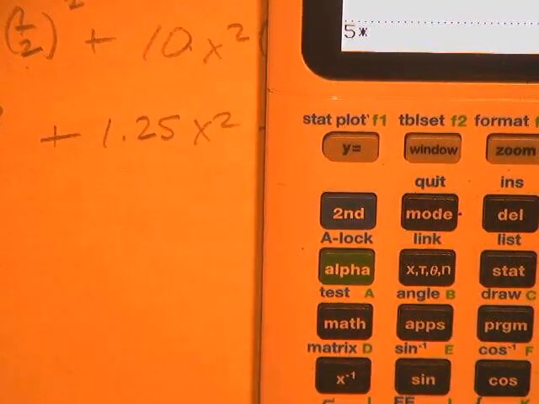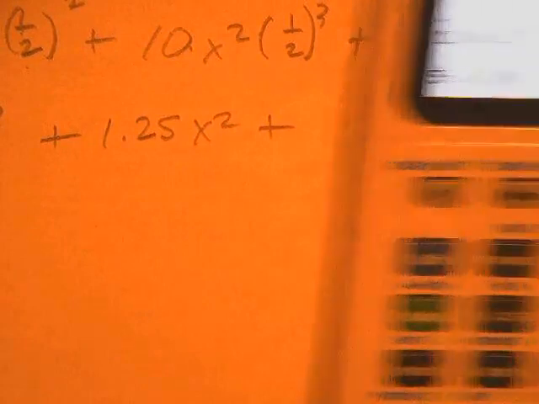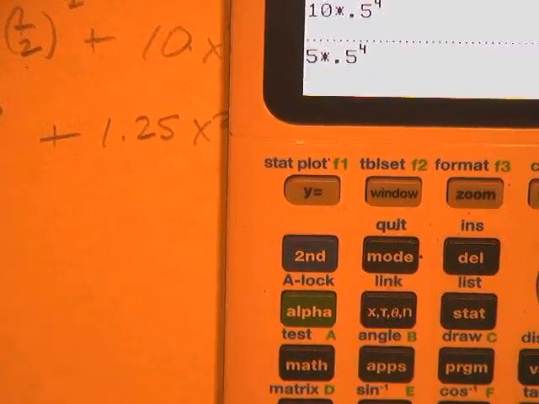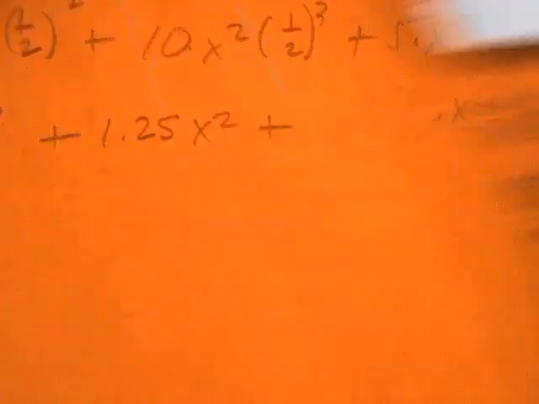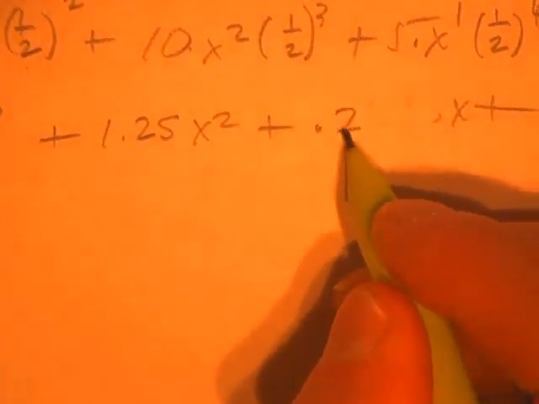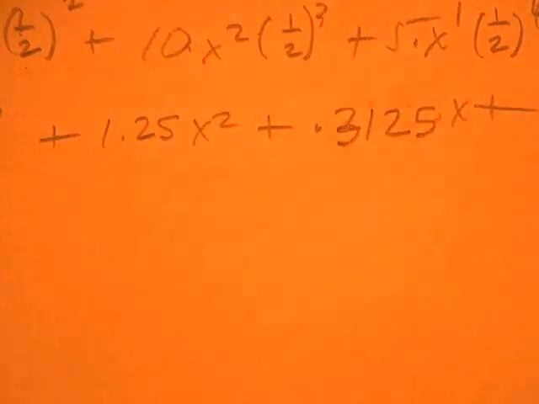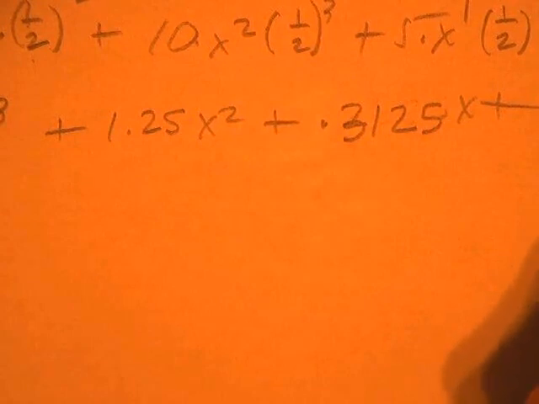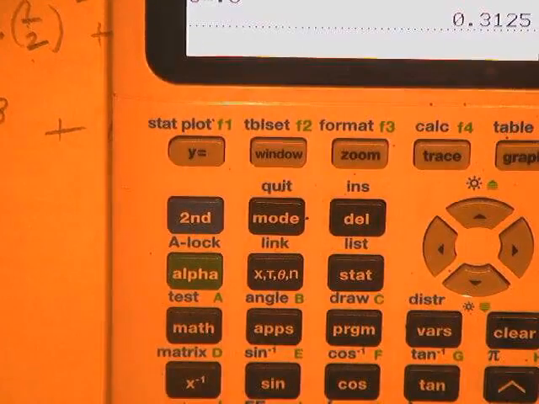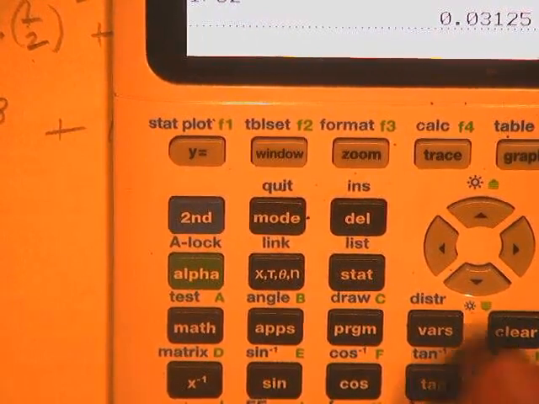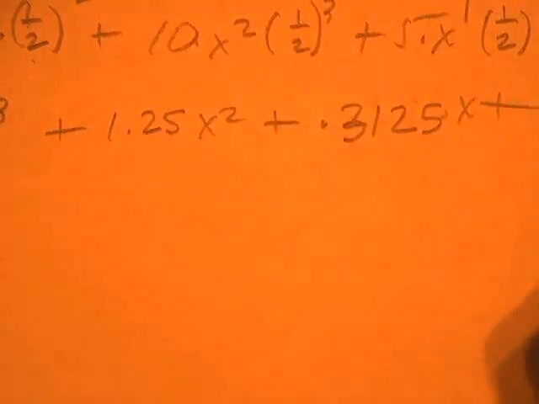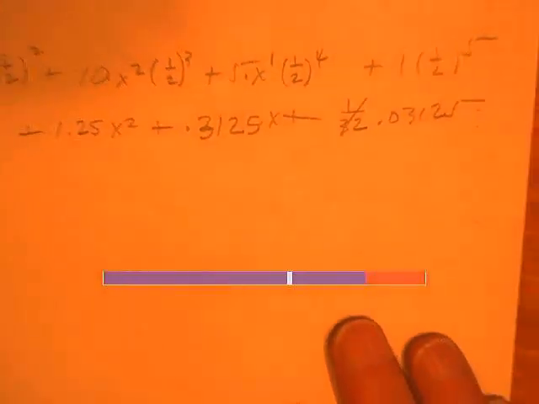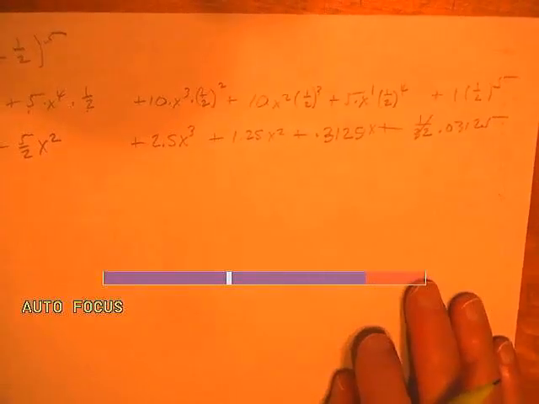Because I got a different number. How about 5 times a half to the 4th? 31.25. Okay, and then a half to the 5th. Well, 2 to the 5th is 32. 0.03125. And there's your answer. That's all of them.